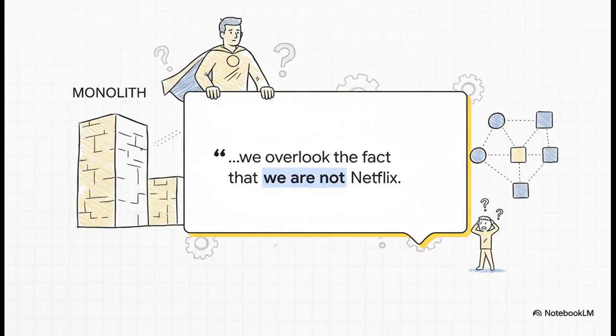I want to leave you with this final thought. It's so easy to look at giants like Netflix and want to copy their architecture, but their solutions solve problems at a scale that most of us will literally never face. So the real question isn't monolith or microservices. It's what problem am I actually trying to solve right now?